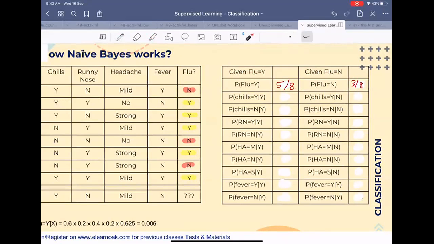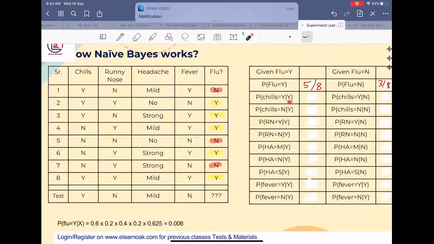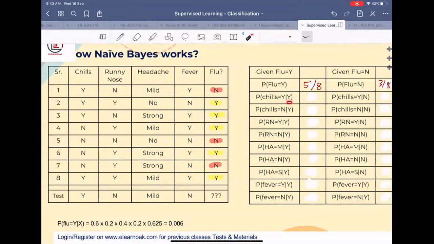Let us go for something more complex. What is the probability that chills is yes, given that flu is yes? So many of you are answering 4 by 8. Okay. No, 4 by 8 is wrong. And let me show you the first example, and then it will make some sense.